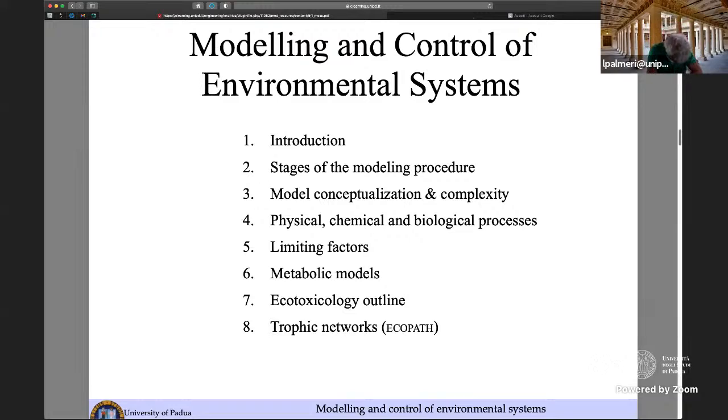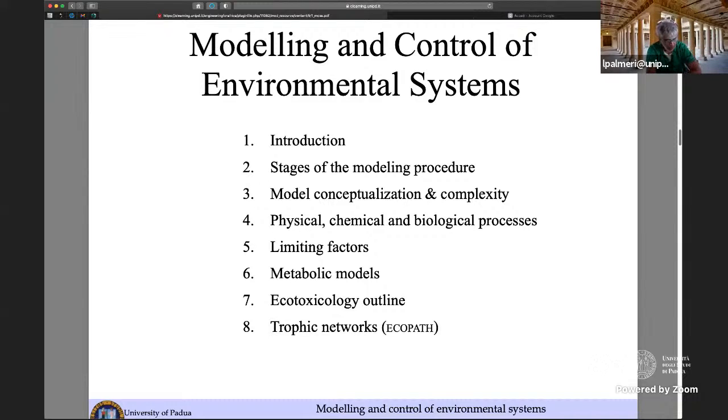So when we talk about metabolic modeling, this means that we are describing essentially the exchanges of energies between the different systems or between the different elements that build up our complex ecological system.